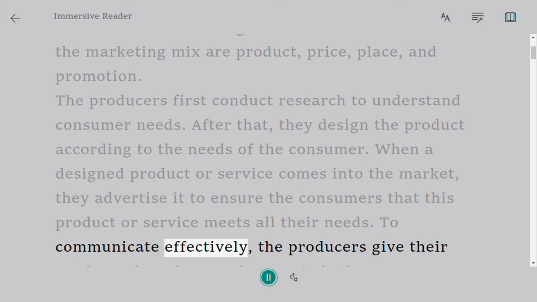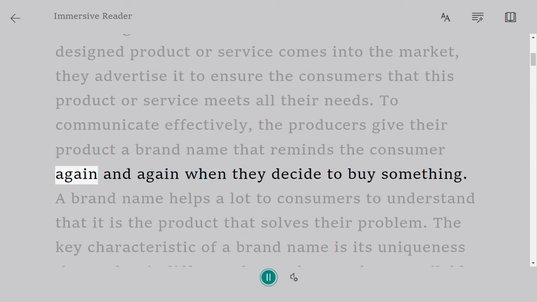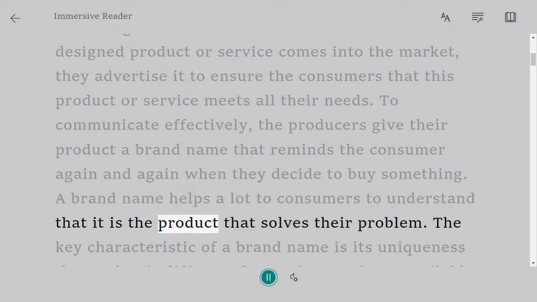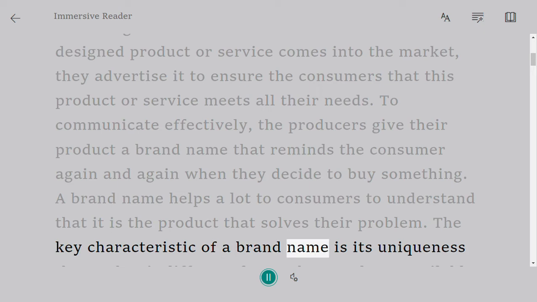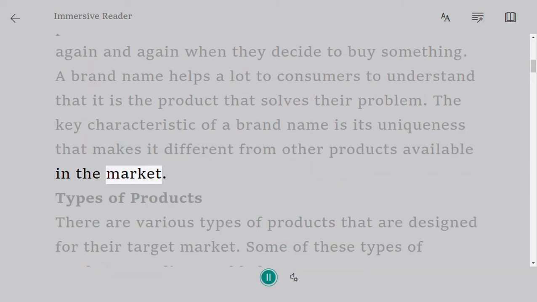To communicate effectively, the producers give their product a brand name that reminds the consumer again and again when they decide to buy something. A brand name helps consumers to understand that it is the product that solves their problem. The key characteristic of a brand name is its uniqueness that makes it different from other products available in the market.